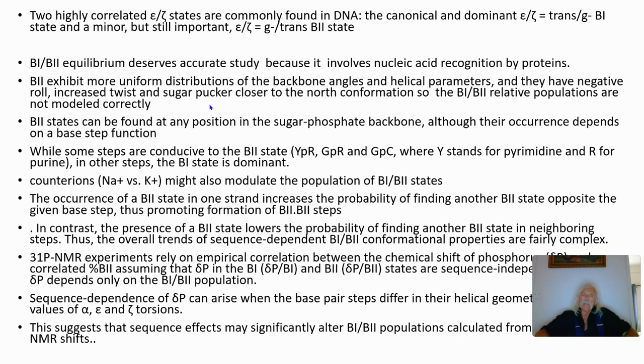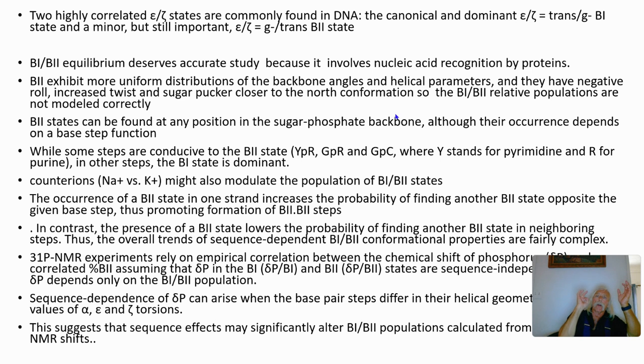So B2 will exhibit more uniform distribution of backbone angles and all of the helical parameters. And they have negative rho, increased twist, and sugar pucker, where the sugar is puckered out of the strand of DNA. Okay, it's close to what's called the north configuration, right? Or I guess we could call that adaxial conformation.